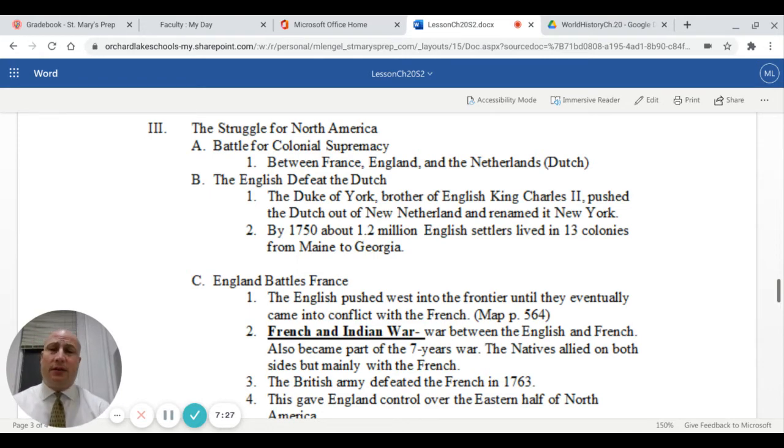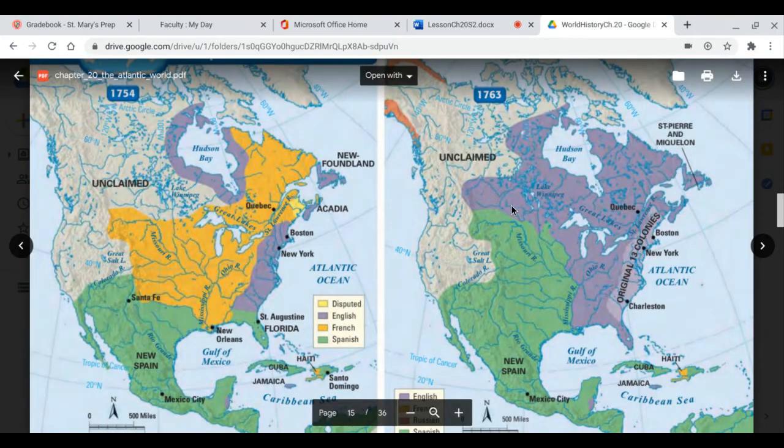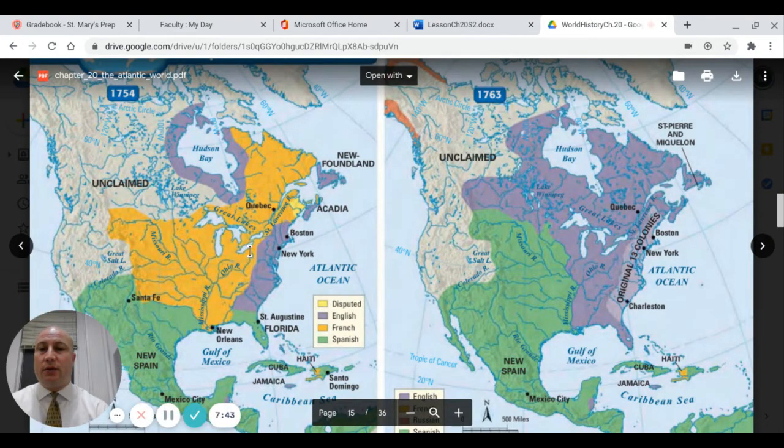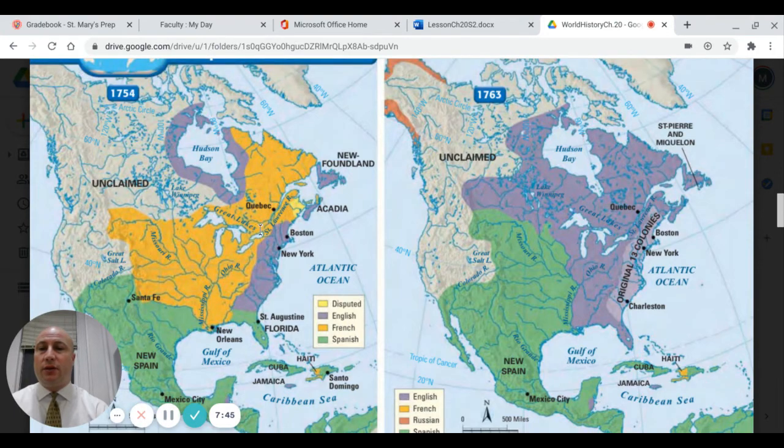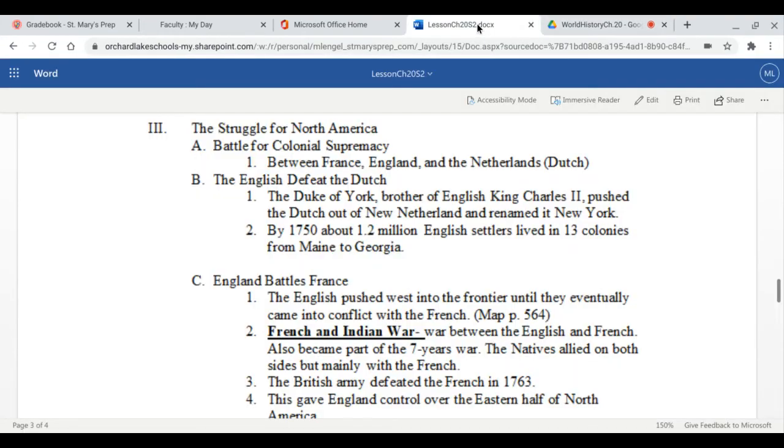The English start by defeating the Dutch. They send over who was known as the Duke of York. He was the brother of the English king at the time, King Charles II. He was responsible for pushing the Dutch out of New Netherland and then renaming it New York. So that would be taking place in this region right in here. Okay, right in this region here, pushing the Dutch out of that region and then taking that over.